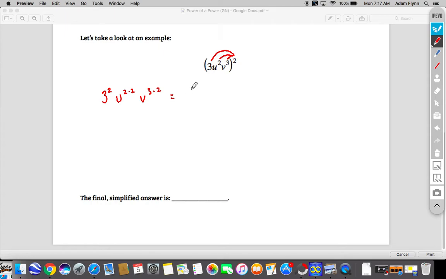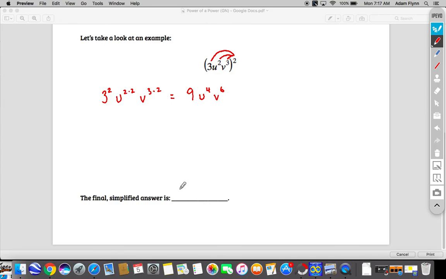Okay, so 3 squared I know is 9. 2 times 2 is 4, so I now have 4 u's. And 3 times 2 is 6, so I have 6 v's. And order of these three does not matter at all. Okay, remember 3 times 2 is the same thing as 2 times 3, regardless of which comes first.